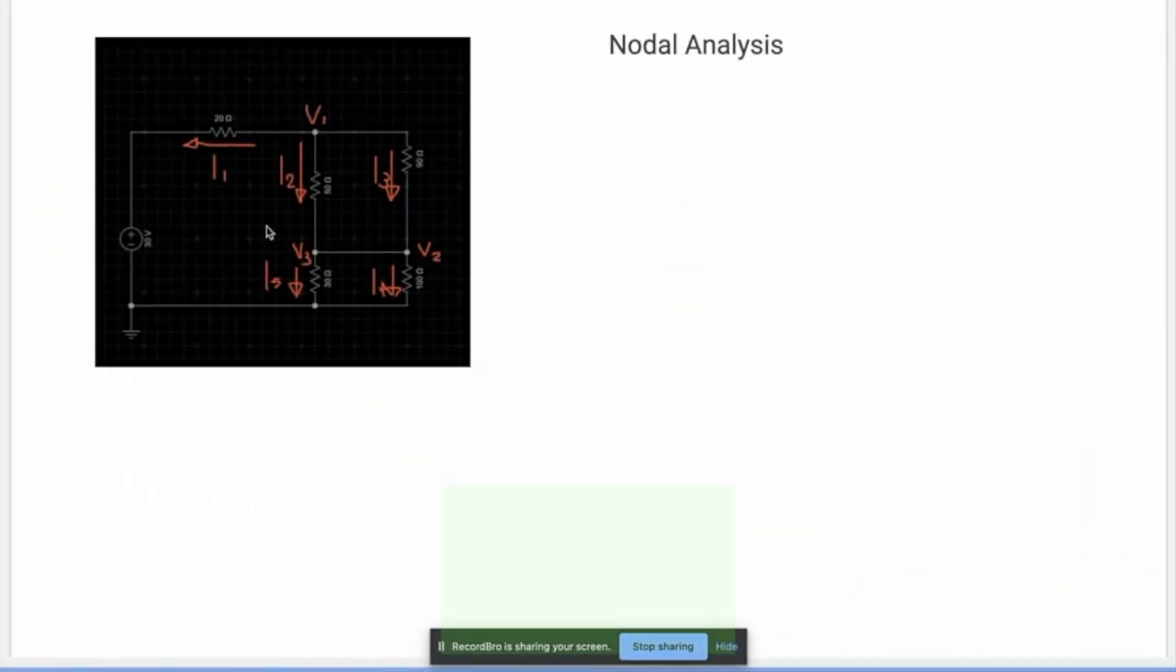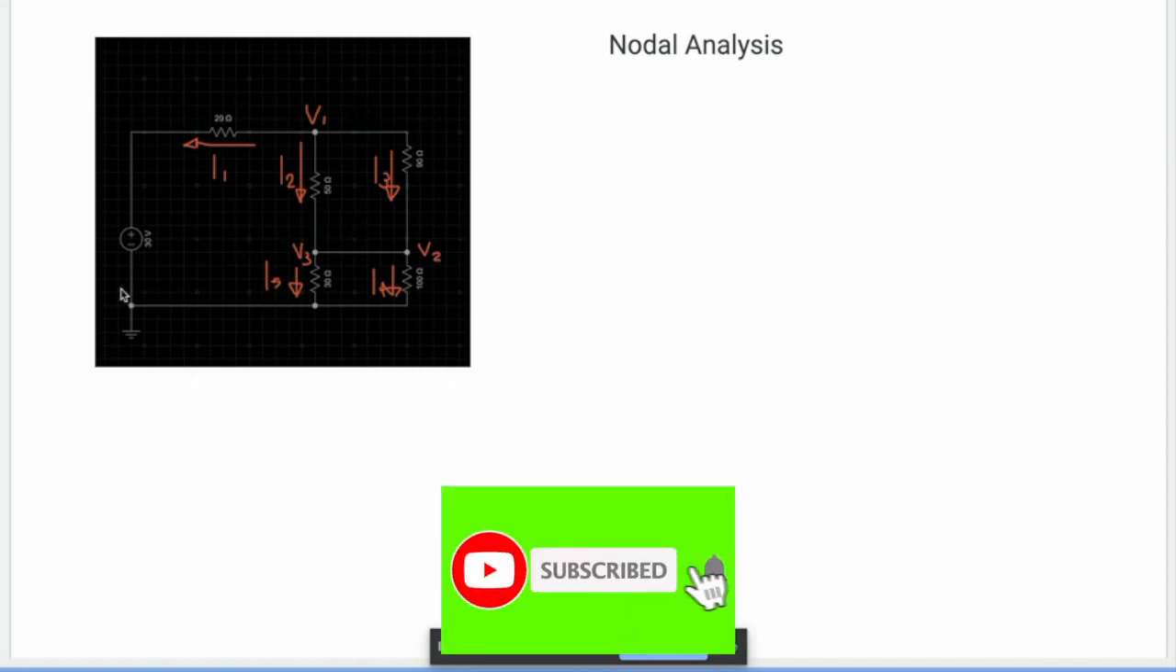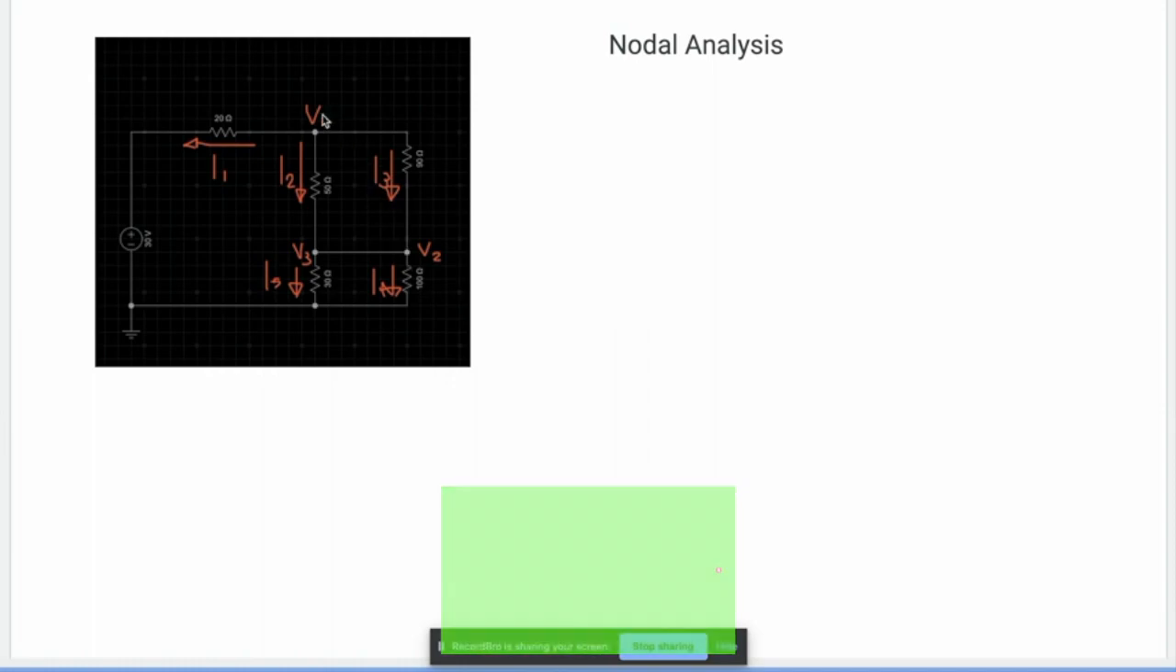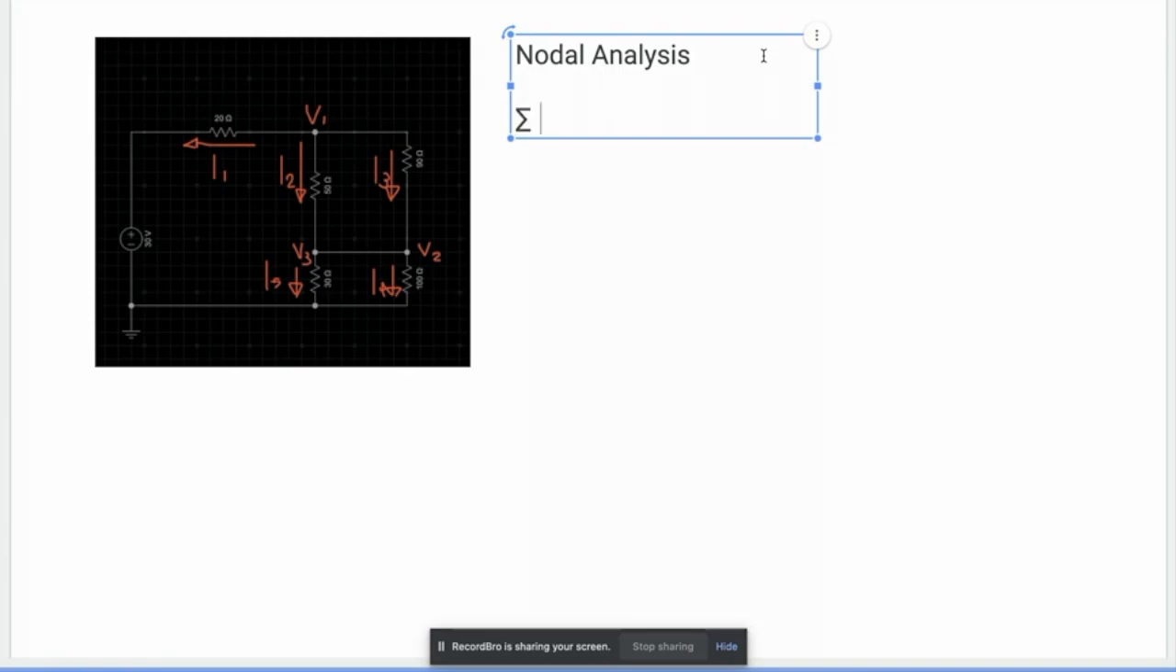Again, nodal analysis. If this is the figure, we need to set ground. Then we need to set variables to the nodes like V1, V2, and V3. Then we need to set specific currents for each resistor. Then we need to analyze using Kirchhoff's law: the summation of current in will be equal to the summation of current out.